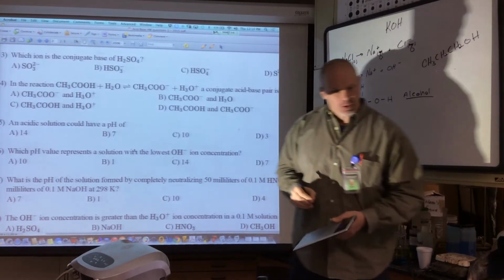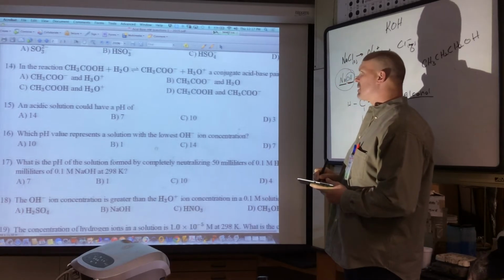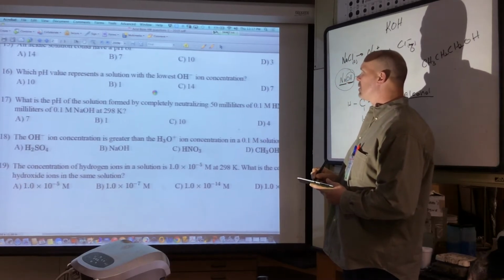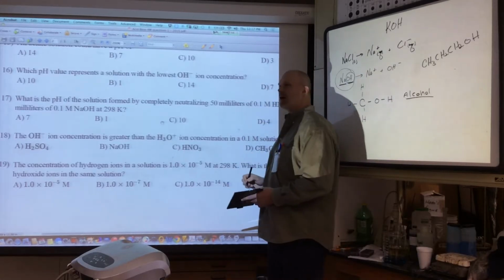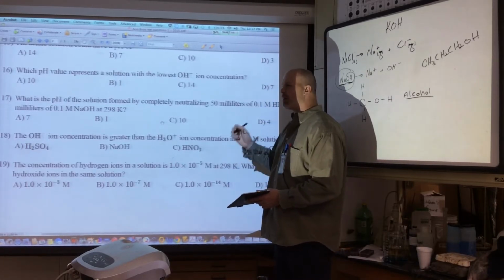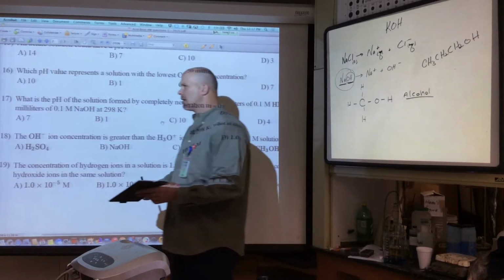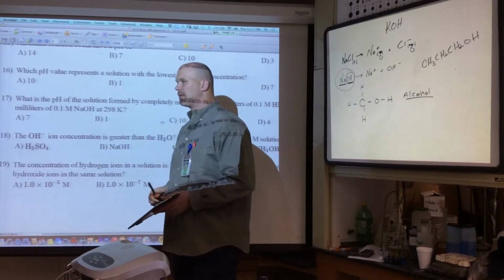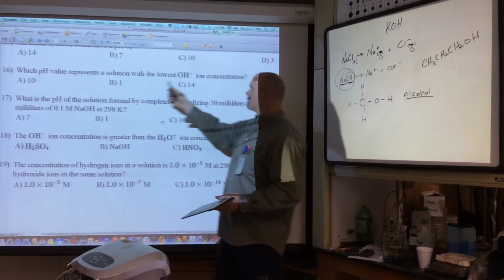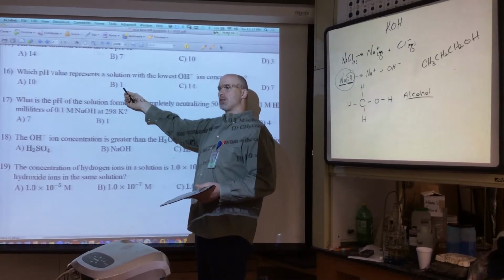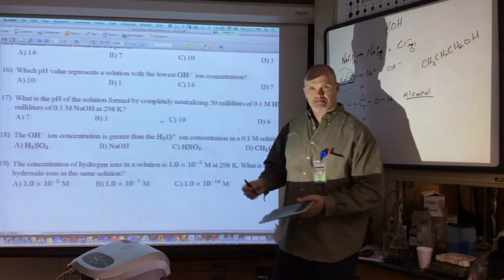Also, number 16 was another one that most people got wrong. What's a pH value that represents a solution with the lowest hydroxide concentration? If I've got a low hydroxide concentration, I tend to be acidic or basic? Acidic. So the most acidic pH is a 1. Okay? Can you explain 15?